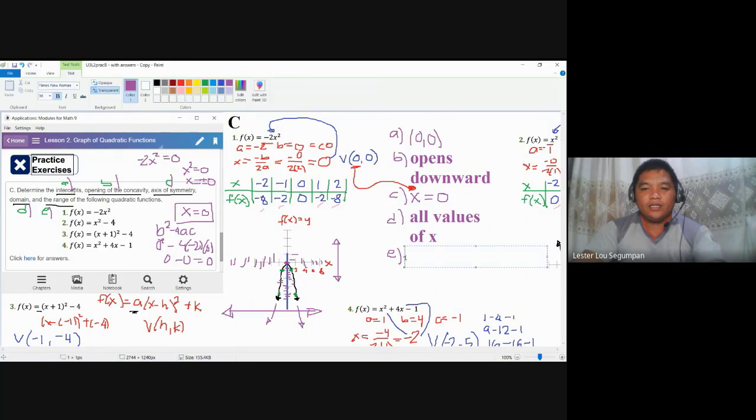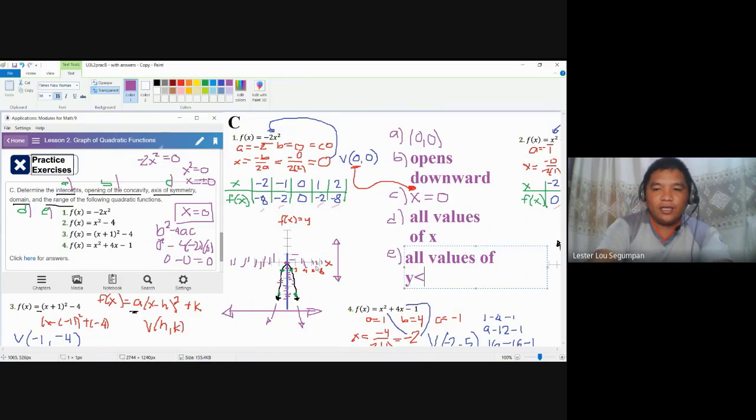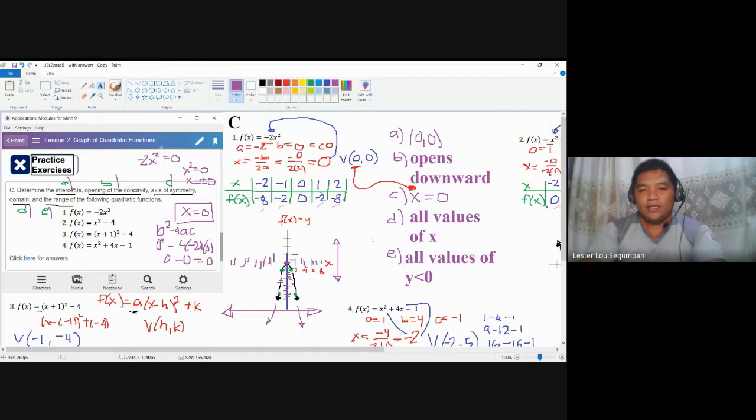Our range here, we have all values of y, or again, you can also use f of x. But the maximum here is 0. It cannot be positive. All are negative, which includes also 0. So you can use here 0, and then let me just add here equality at the bottom: all values of y less than or equal to 0. These are all the items needed for letter E for number 1.